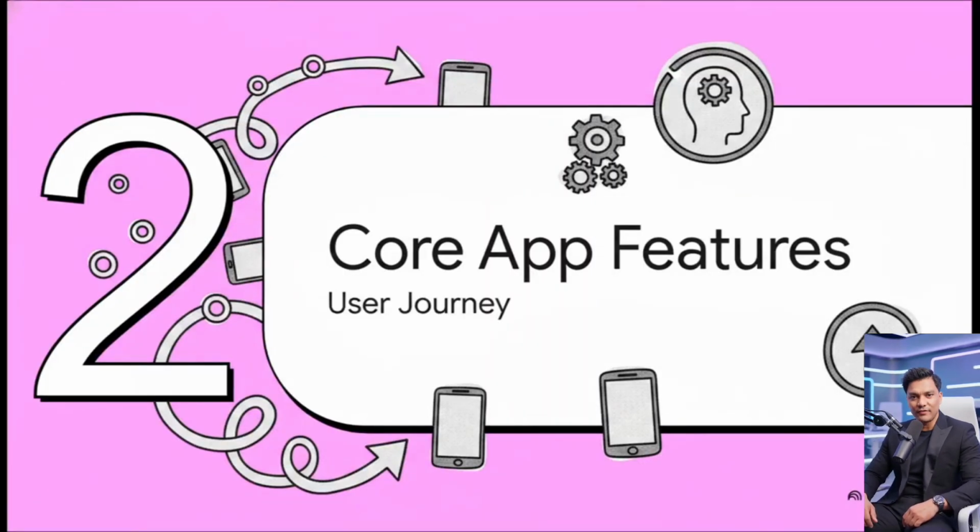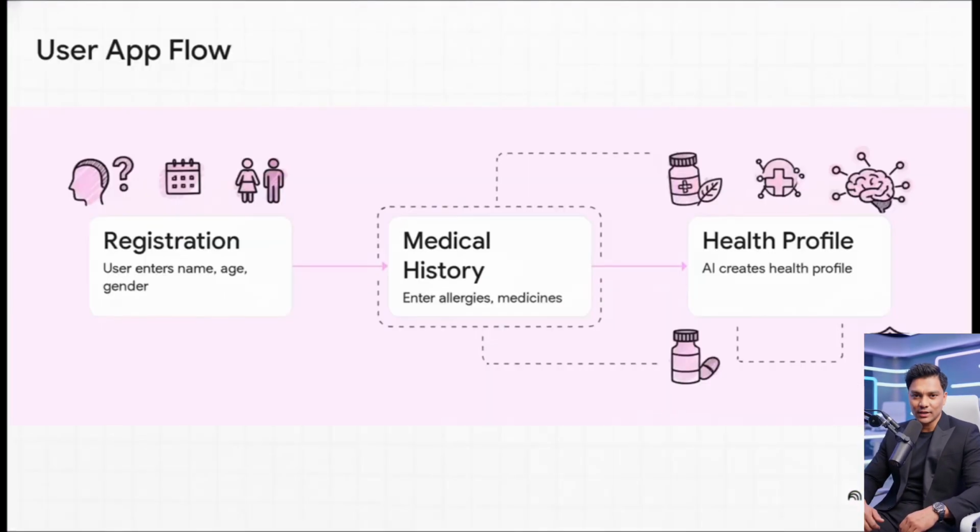Moving on to Section 2. Core App Features. So how does a user actually start? It's designed as a really simple three-step flow. First, you register with basic details: name, age, gender, that sort of thing. Step 2 is absolutely crucial. Users input their medical history. We're talking known allergies, current medications they are taking. From there, in Step 3, the system immediately generates a comprehensive, highly personalized AI health profile. And this profile becomes the baseline for literally every single interaction they'll have with the app moving forward.